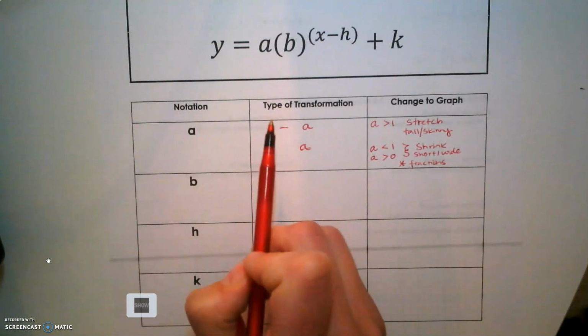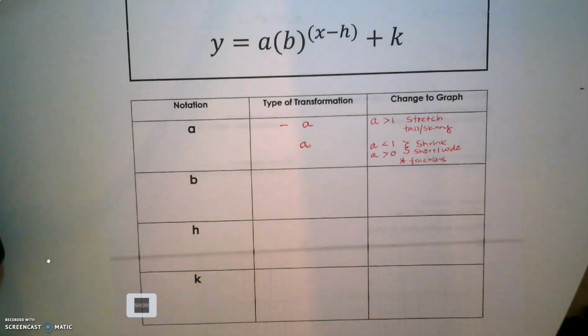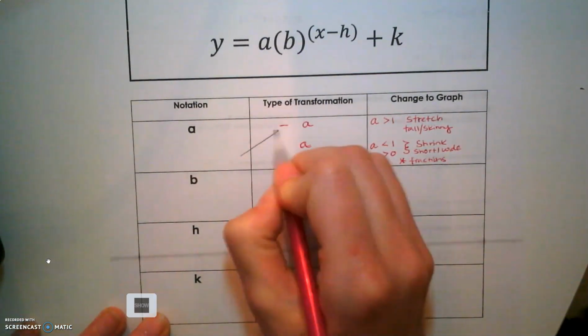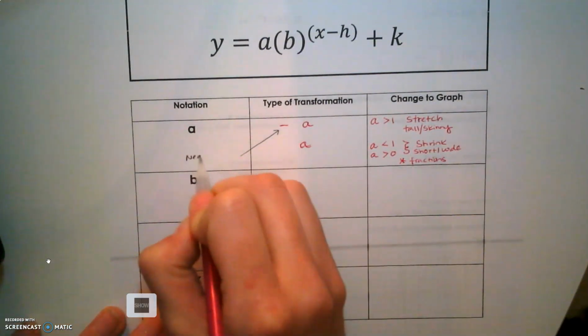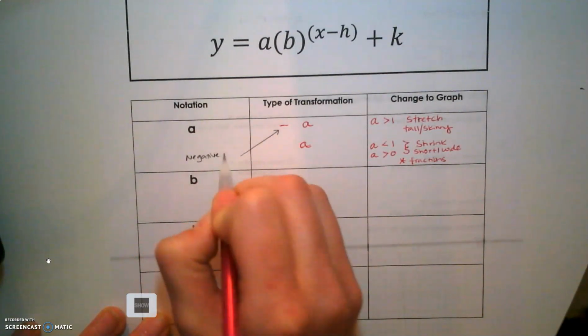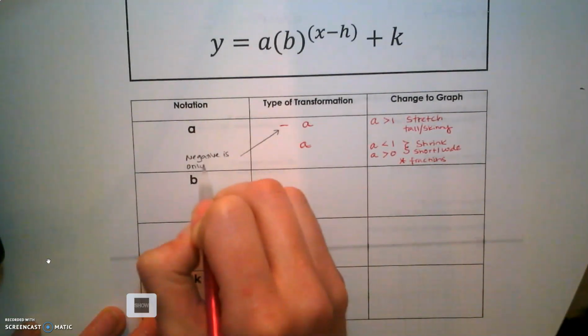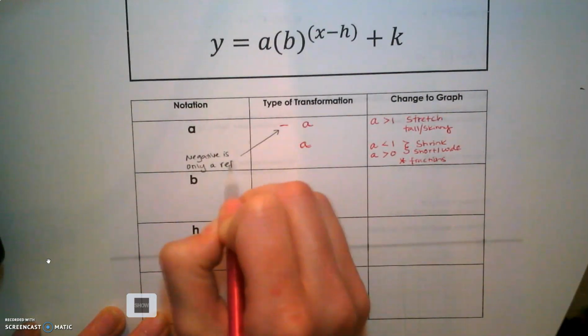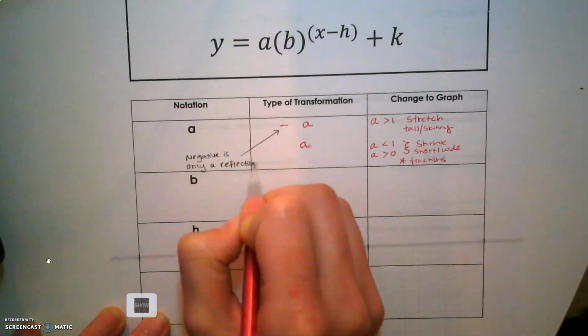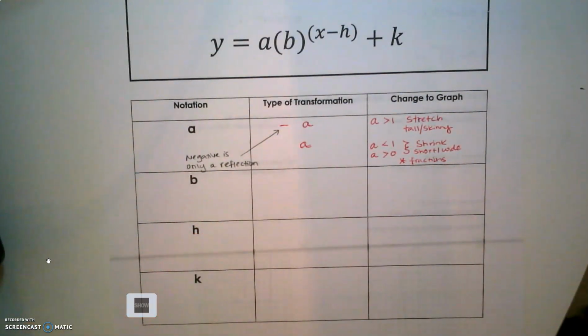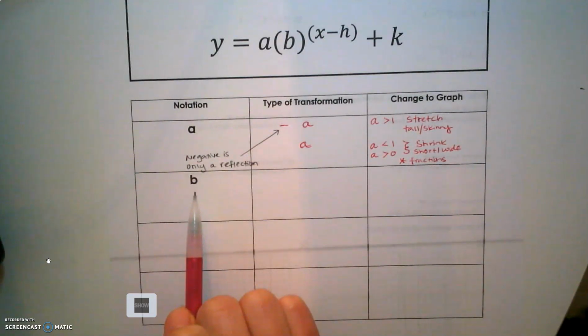What does that negative represent, though? That negative is only a reflection. So anytime I see that negative sign, it's only a reflection. I'm going to skip the B for now, and I'll come back to it. Let's talk about H.